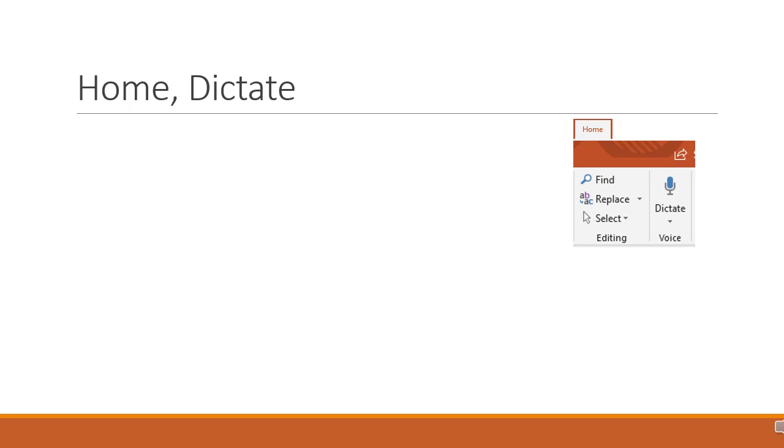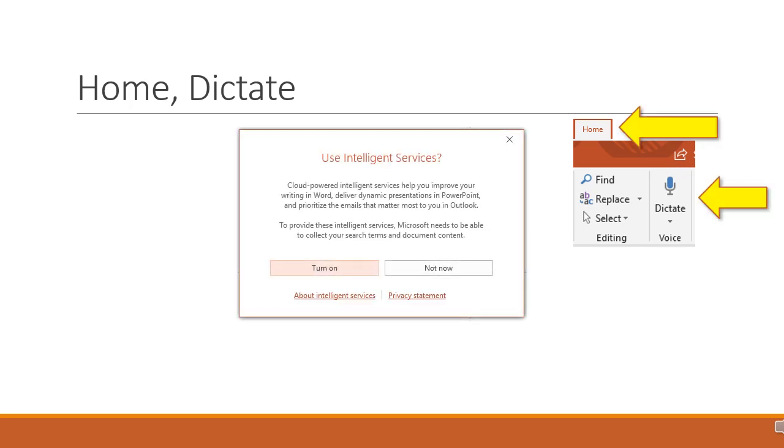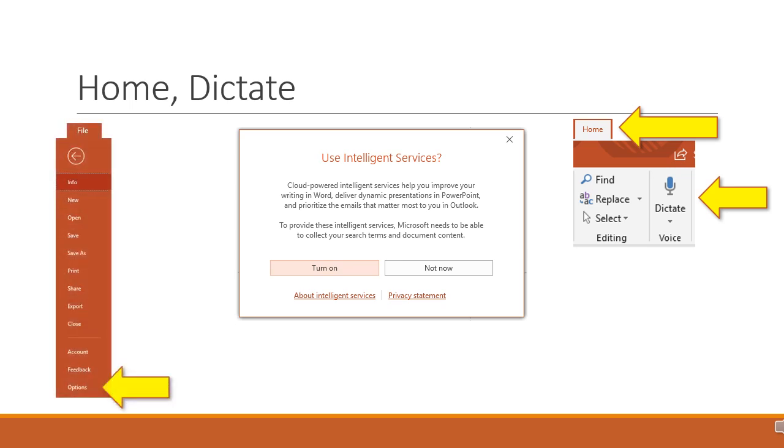Also, please note that the first time you use it, it will ask if you want to use intelligent services. If you don't say turn on, then it won't become available to you. If you're not familiar with intelligent services, you'll want to read a little bit more about it. For one thing, it allows Microsoft to hear whatever you record. Not that they have anybody sitting there listening, but it will go into their database. So you might want to keep that in mind. You might want to dictate and then turn it off again. And you can do that under File Options.